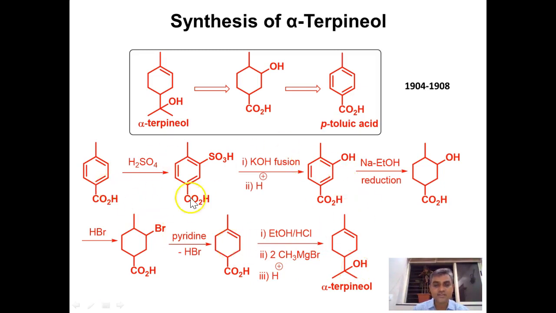So this is a very interesting class of synthesis, and the way it is planned, the starting material selection is very meticulous. Para-toluic acid is chosen as the starting material for the synthesis of alpha terpineol, and we have made efforts only to introduce the double bond here, and we have also made efforts here to make the tertiary alcohol, and for that the Grignard is the best strategy. So in this way, we have learned the synthesis of alpha terpineol.